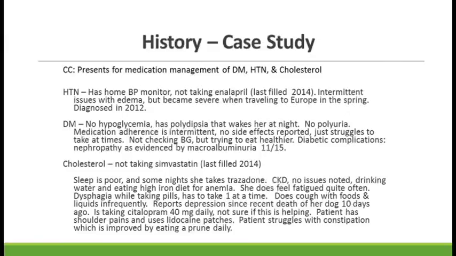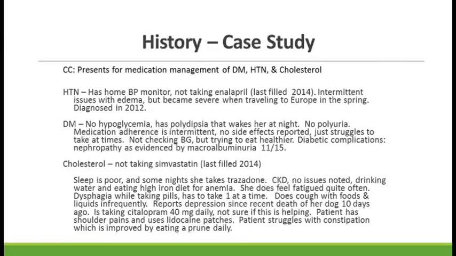Our patient presents for medication management of diabetes, hypertension, and cholesterol. The patient has had hypertension since 2012 and has a home blood pressure monitor and is not taking their medication, which was last filled in 2014. They have intermittent edema, which was severe when traveling to Europe.